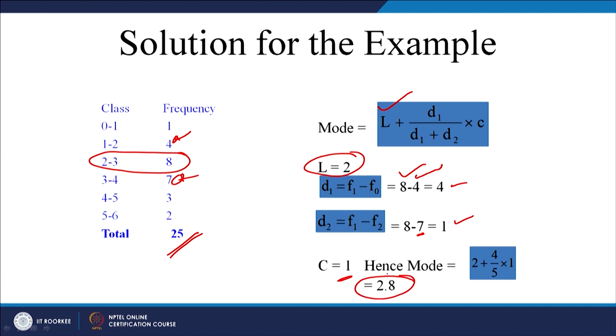So, let me summarize what we have done in today's session. We have seen how to find out weighted mean, we have seen how to find out geometric mean, we have seen how to find out median of grouped and ungrouped data, and mode of grouped and ungrouped data.